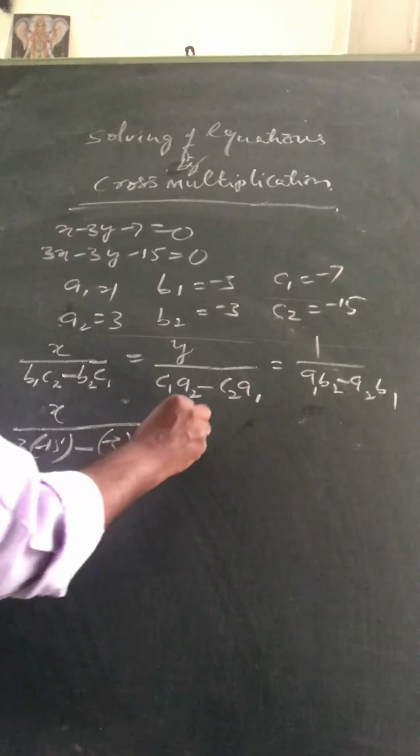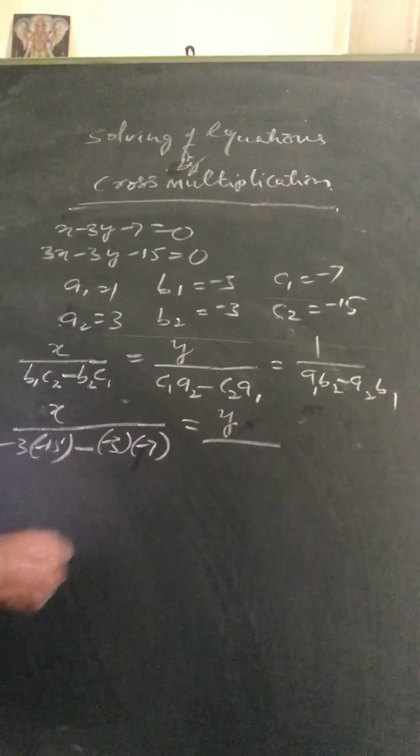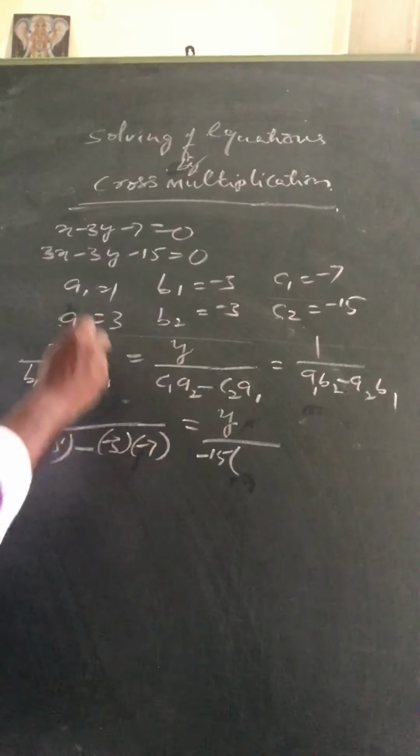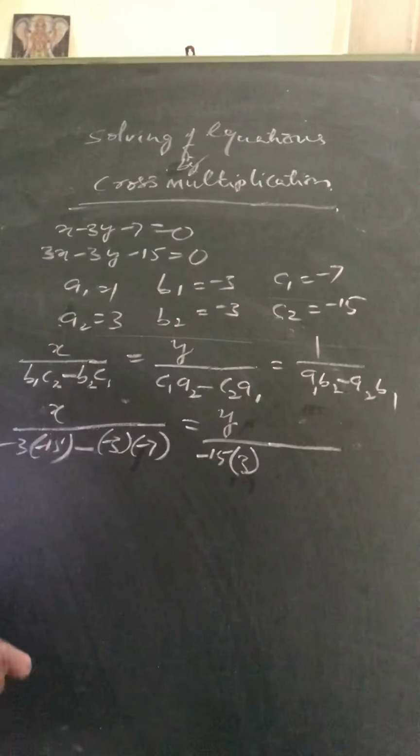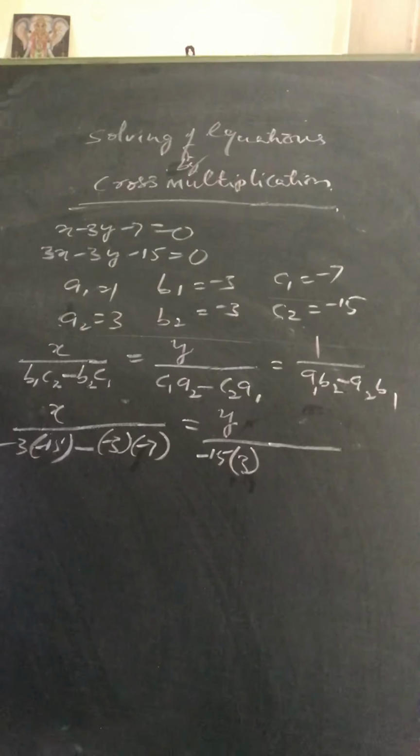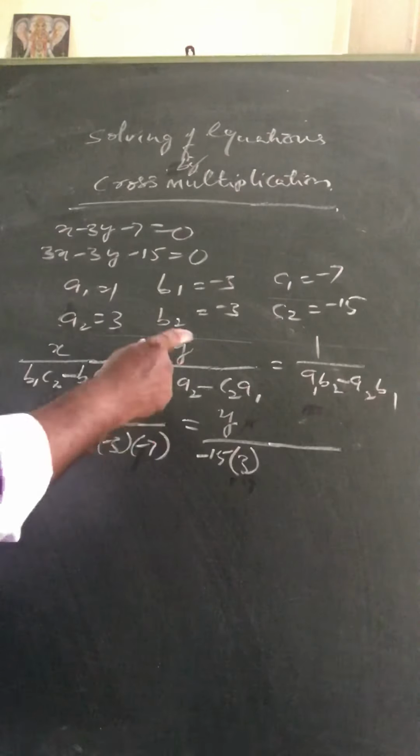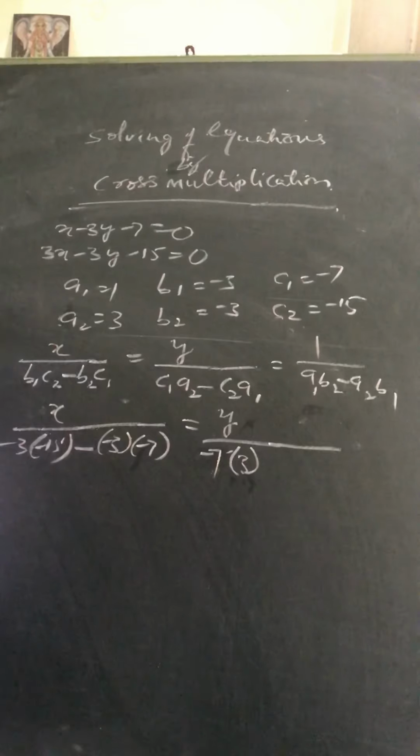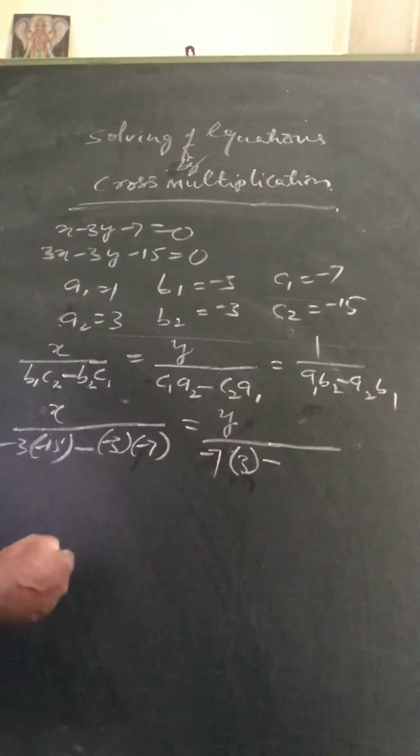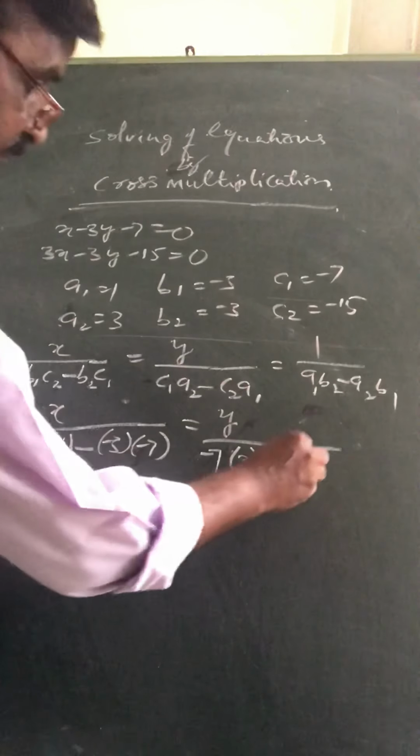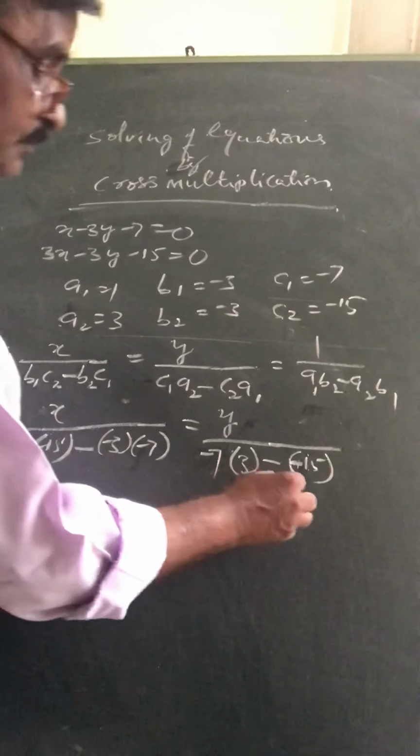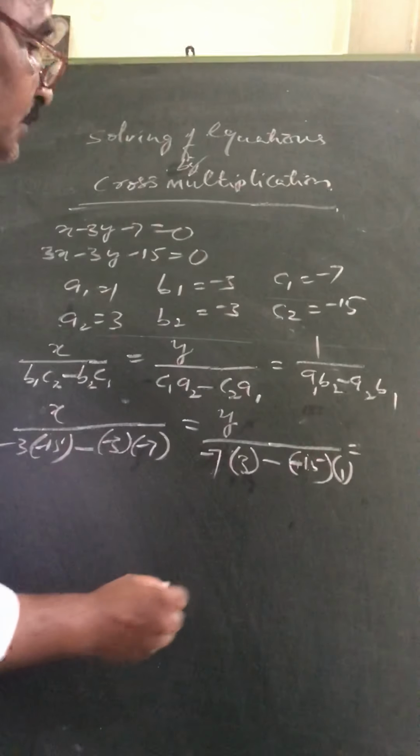Okay, is equal to y by C1 minus 15 into A2 3. Sorry, C1 is how much here? C1 is minus 7. C1 A2 minus 7 into 3 minus C2 A1 minus 15 into A1 1 is equal to how much?